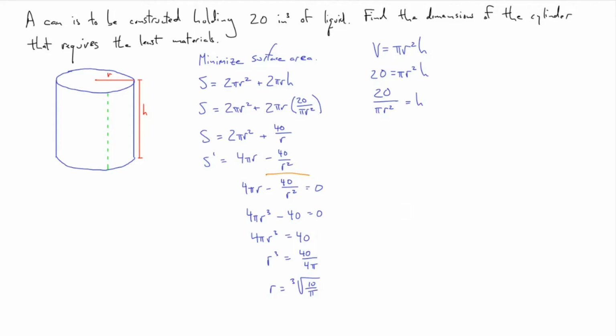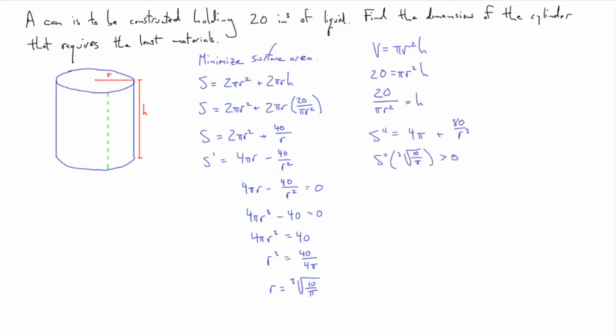Notice that right in here, where I had this r squared in the denominator, to make some progress algebraically what I did was multiply both sides by r squared to get this expression right here, 4 pi r cubed minus 40 equals 0. And then from there, it's not hard to keep on working to get to this answer right here, that r is the cubed root of 10 over pi.